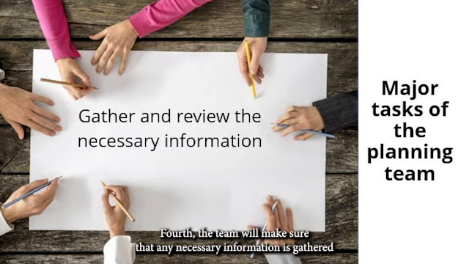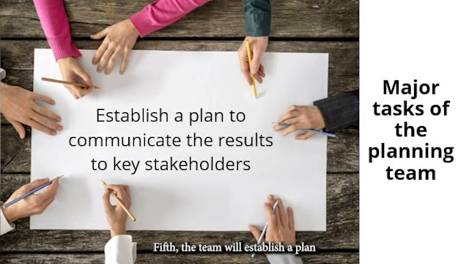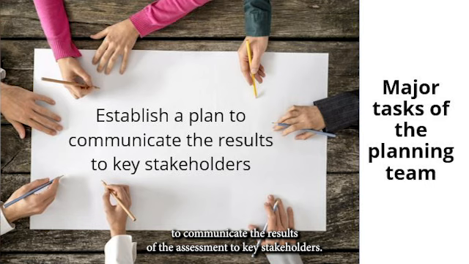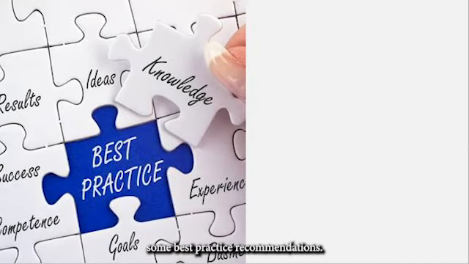Fourth, the team will make sure that any necessary information is gathered and reviewed, either by the team themselves or by other partners. Fifth, the team will establish a plan to communicate the results of the assessment to key stakeholders. They will need to decide who will create the written report, who needs the results, and how the results will be shared. The Comprehensive School Mental Health Framework includes some best practice recommendations.